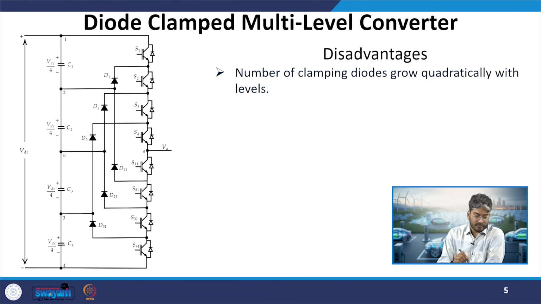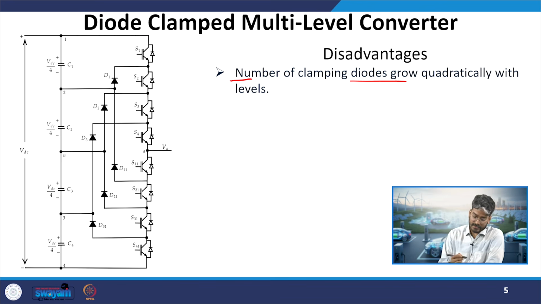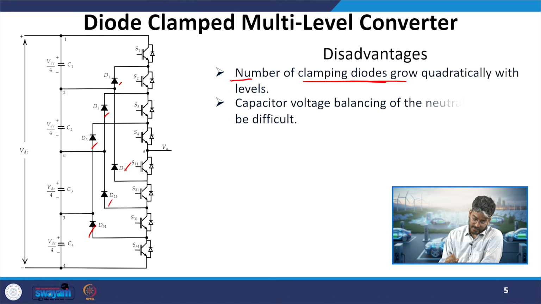Now, what are the limitations of this circuit? We have seen the advantages. The limitation is that the number of clamping diodes and devices grows quadratically as the number of levels increases. What is the meaning of that? We have seen the relation, it is given by m minus 1 into m minus 2. So, as the number of levels increases, the number of clamping diodes or devices required will increase quadratically. I will require a much higher number of devices if I go for a higher number of levels. That is the limitation of this circuit.